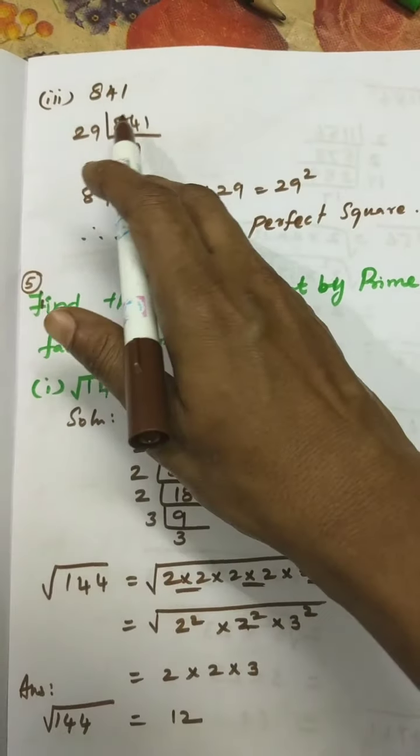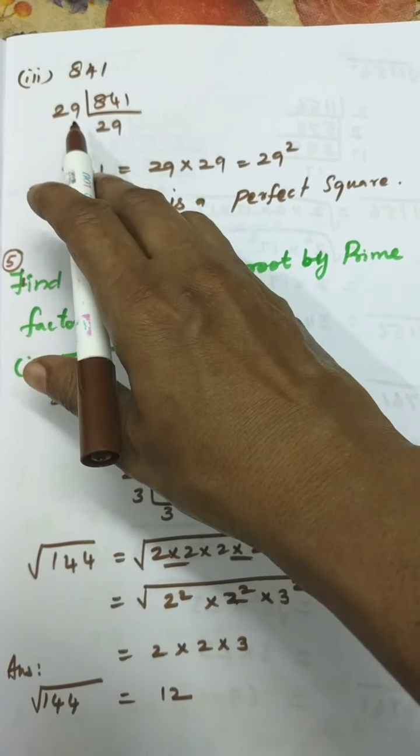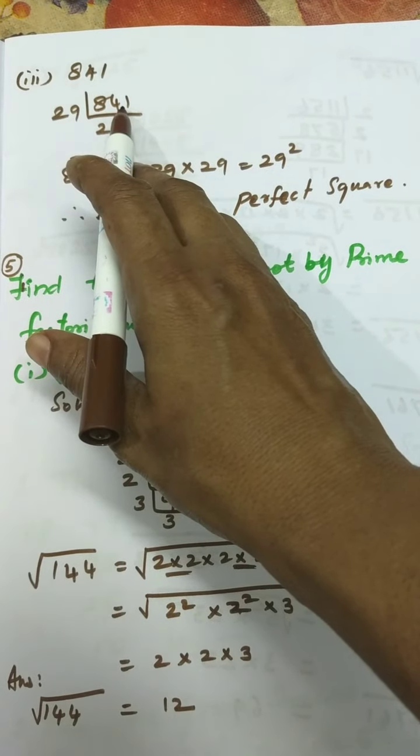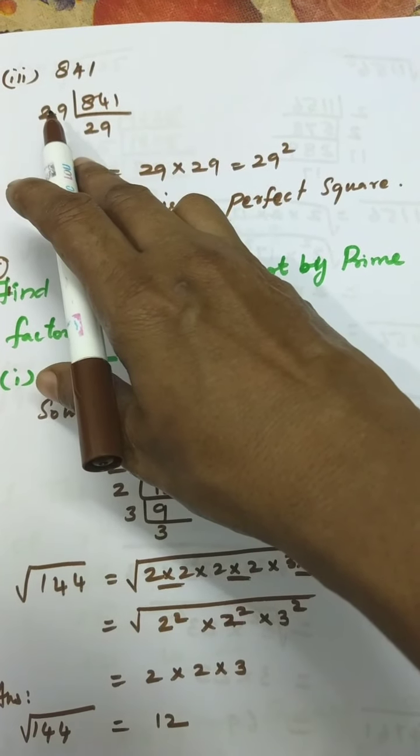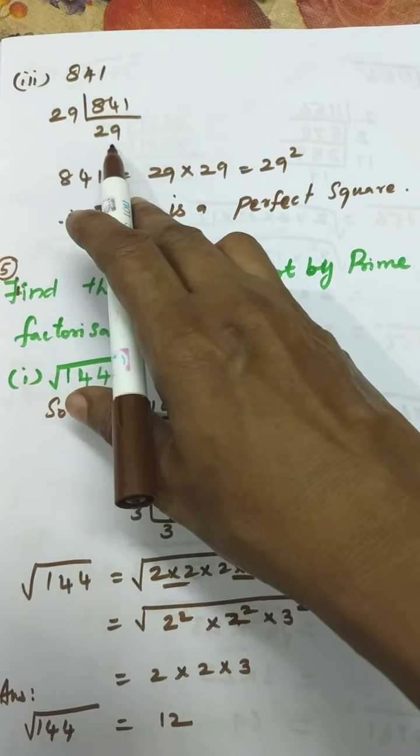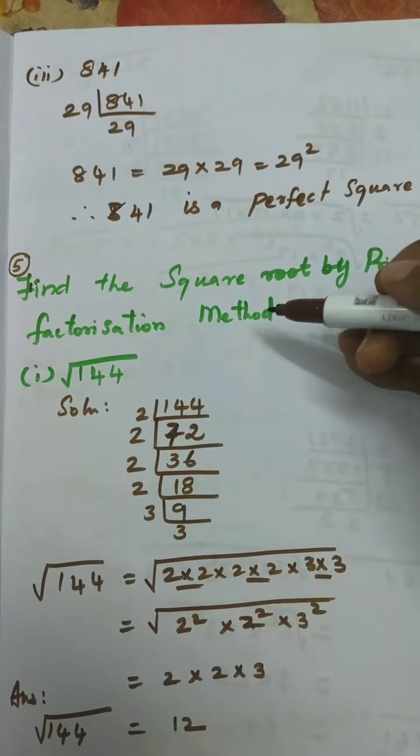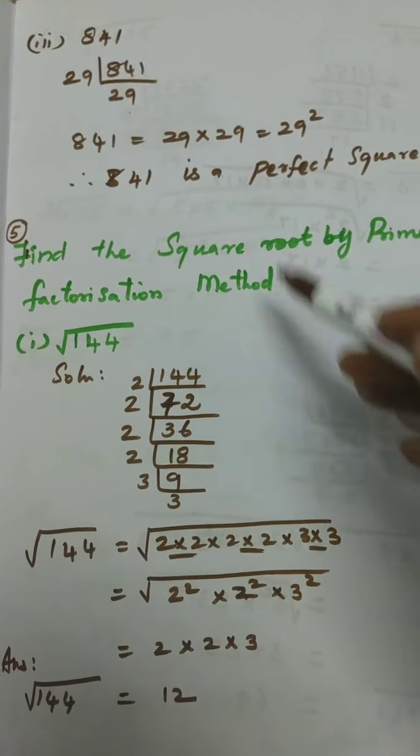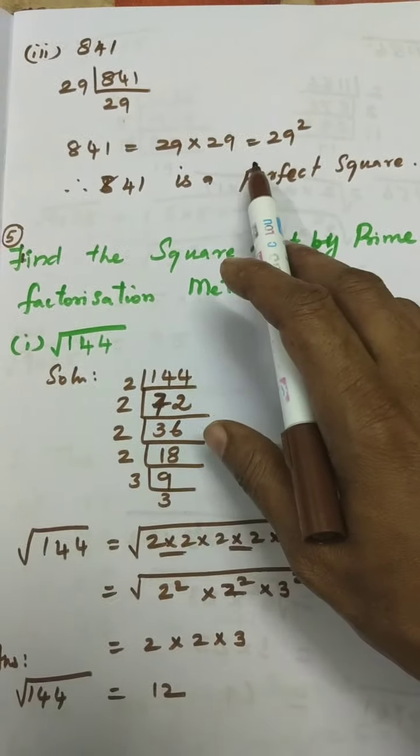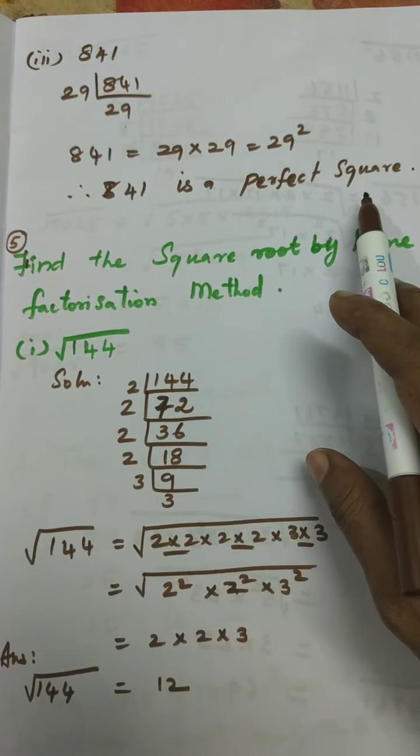Then 841. 841 does not go by 2 table, 3 table or 5 table. So we try 29. 29 is a prime number, we cannot divide by any other number. So 29 into 29 is 841. So 29 into 29, that is 29 square. So 841 is a perfect square.